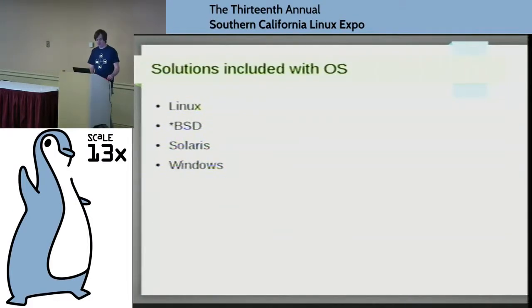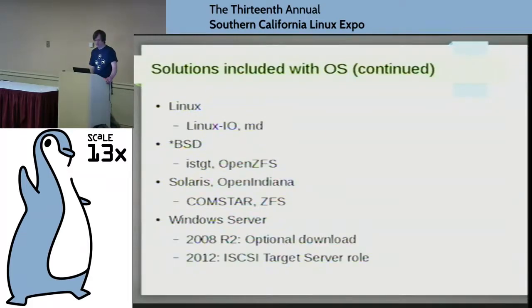Besides those types of solutions, there are solutions built into common operating systems. All those turnkey solutions are basically just building on top of what's already available in the OS, more or less. Of these common operating systems, the only one I can think of that, as far as I know, can't do iSCSI out of the box would be OS 10. You can certainly buy something to set up an iSCSI target on OS 10, but maybe not out of the box, as far as I know.